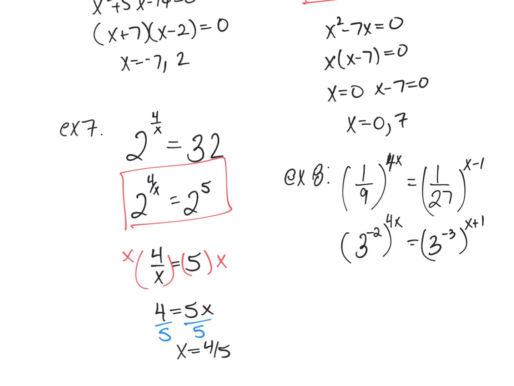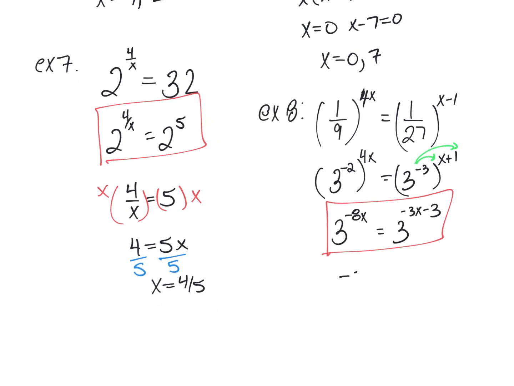And so now I can multiply my exponents. 3 to the negative 8x equals 3 to the negative 3x minus 3. Make sure we distribute. And then that's my critical step. And then I can set my exponents equal to each other. Negative 8x equals negative 3x minus 3. Now we'll get our x's together. So plus 3x. So negative 5x equals negative 3. Divided by negative 5. And x is 3/5.